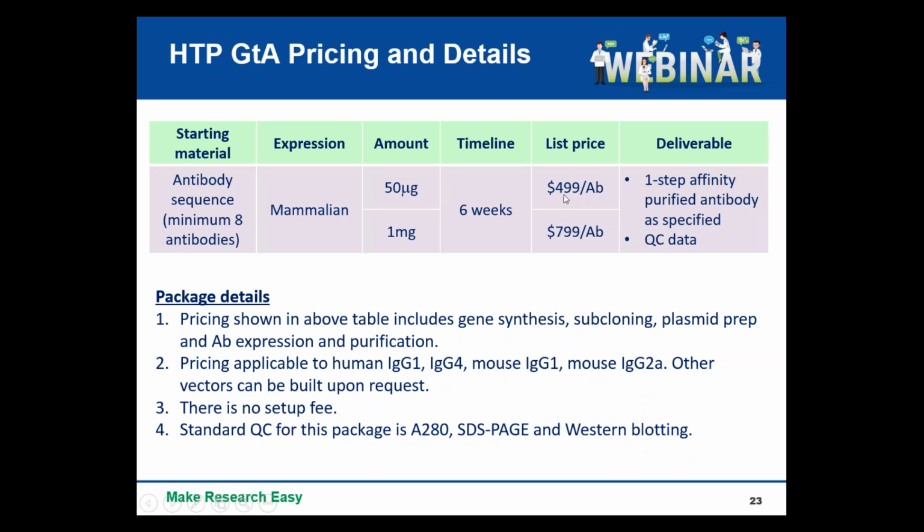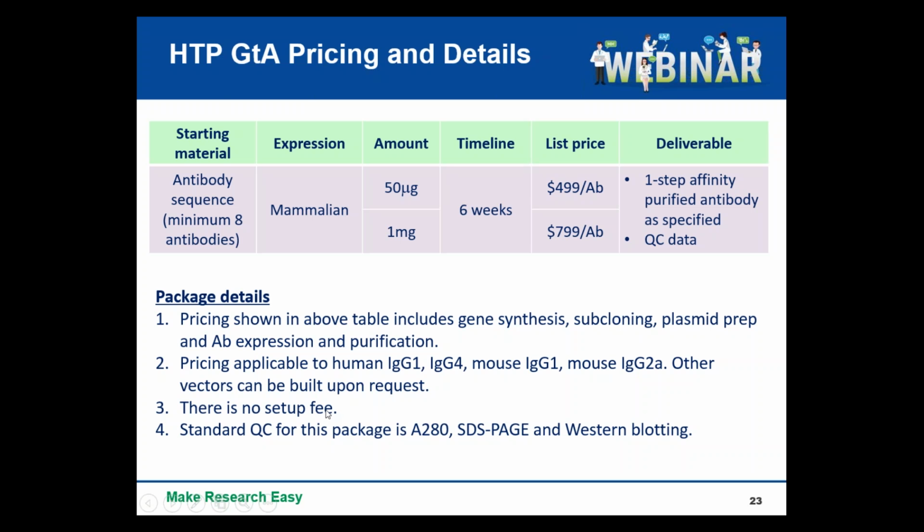The pricing that we show here includes gene synthesis, subcloning, plasmid prep, antibody expression, and purification. One important thing to note is the gene synthesis is included in the price. It's the gene synthesis of the variable region. This pricing is applicable to human IgG1, human IgG4, mouse IgG1, mouse IgG2A, and obviously not limited to these only. We can certainly build customized vectors upon request. And one other unique feature of the service is that there is no setup fee.